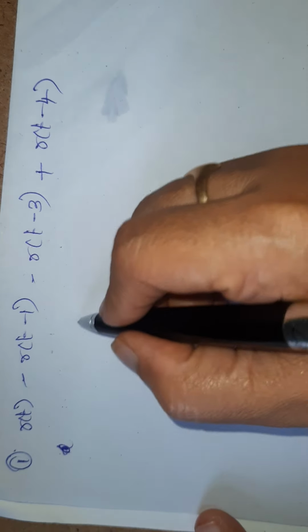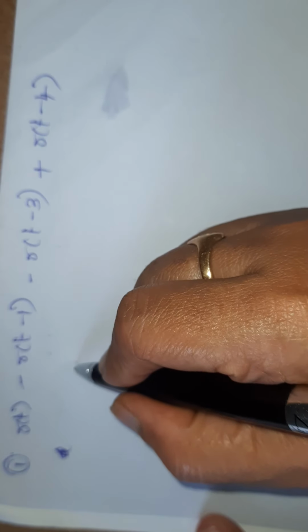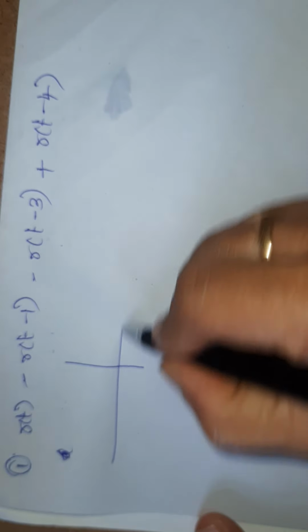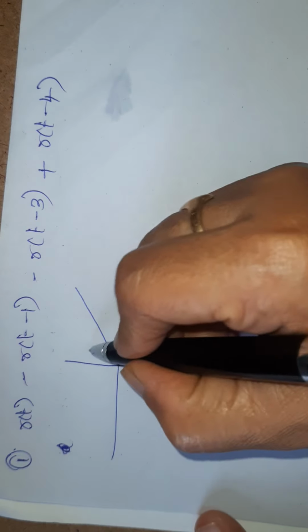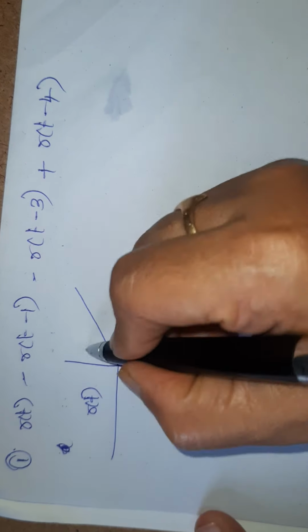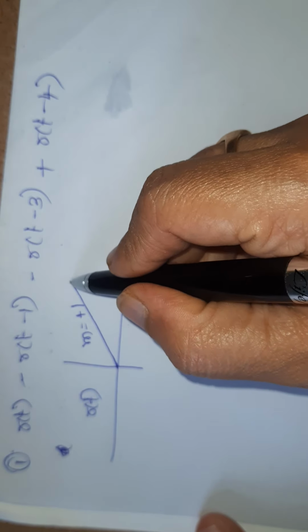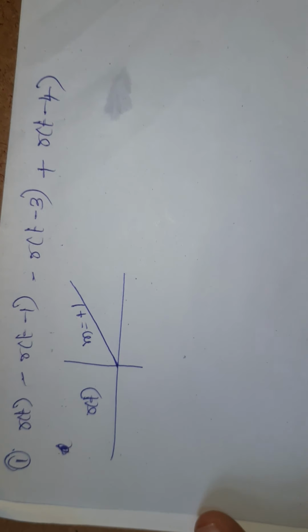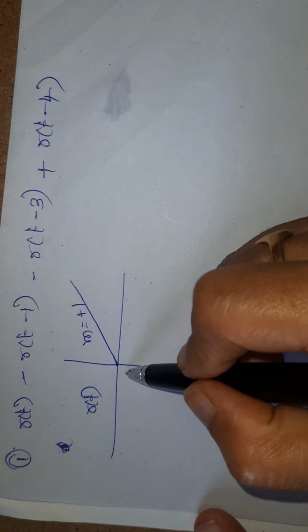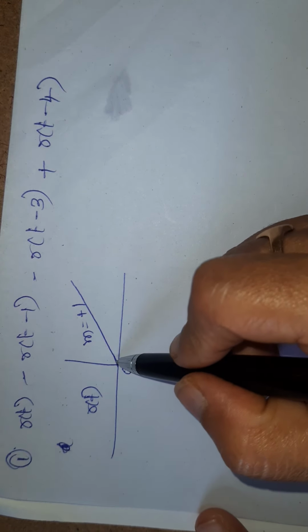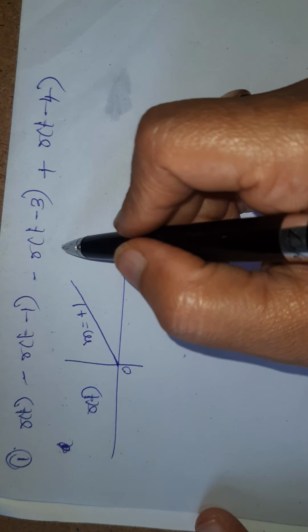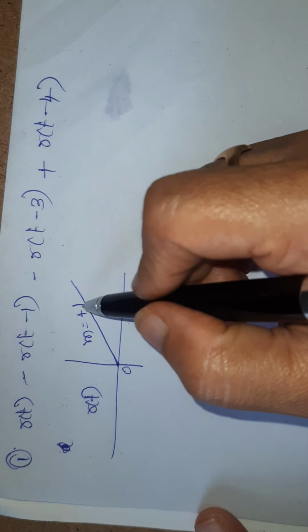Okay, so this is the ramp signal R of t having slope plus 1. R of t is always having the rising slope. It starts from 0 and ends at infinity, with slope 1.